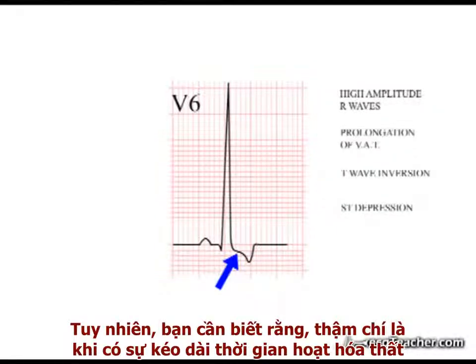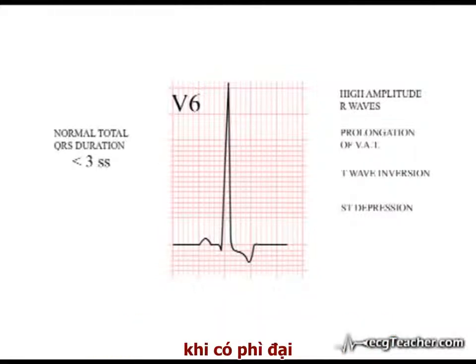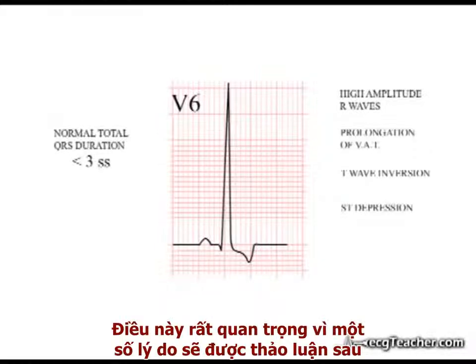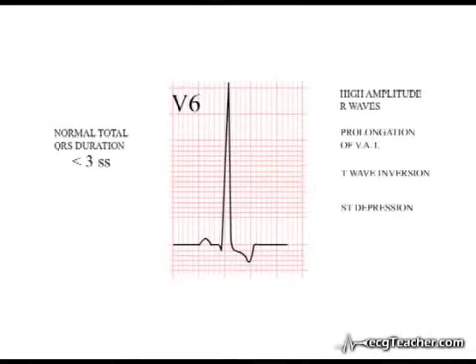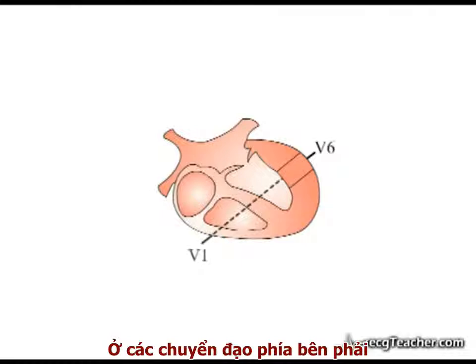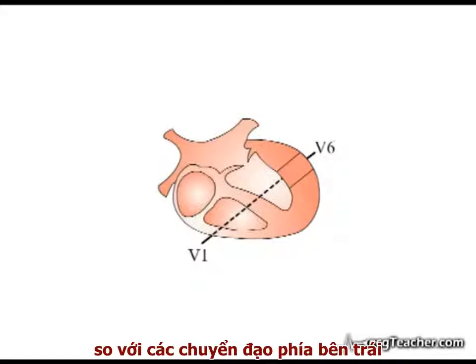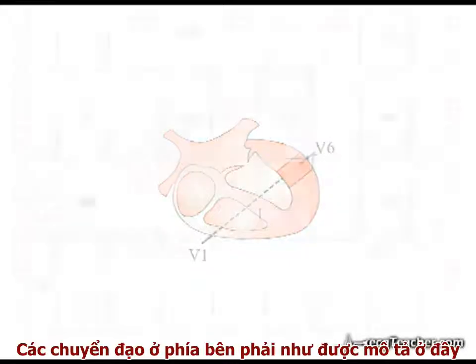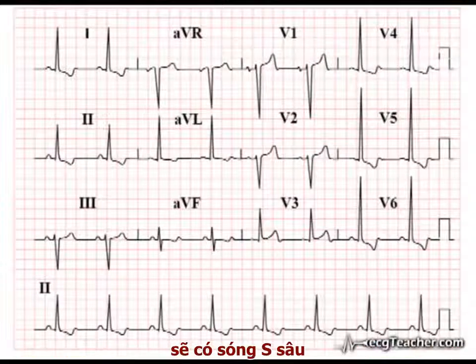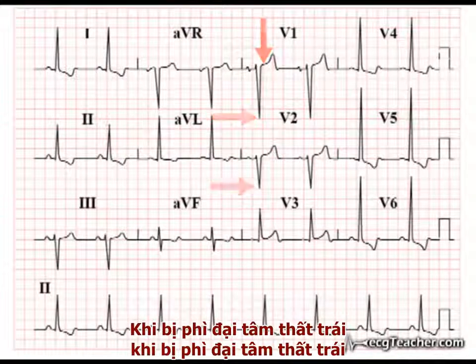Note, however, that even with prolongation of the ventricular activation time, the total QRS complex duration remains within the normal limit of 3 small squares in the presence of hypertrophy. This is important for several reasons to be discussed in future sections. Finally, you should also note that as the right-sided chest leads record events in the left ventricular wall from the opposite perspective to that of the left-sided leads, the right-sided chest leads may, as illustrated here, demonstrate deep S waves and ST segment elevation in the presence of LVH.